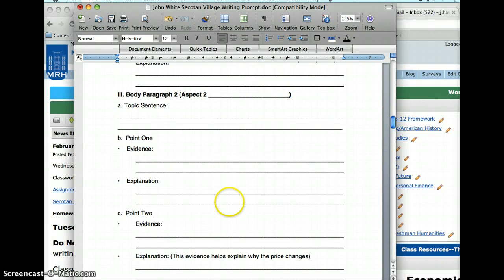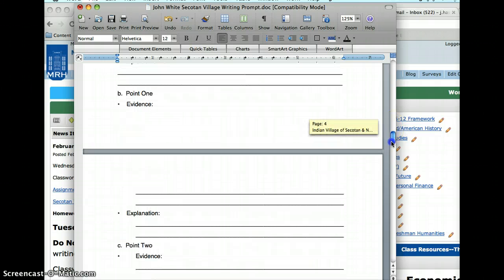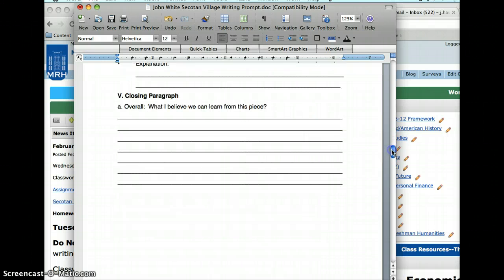Okay. And the next paragraph would be basic needs maybe. And the last one would be the social and cultural interaction, what we can tell. The last conclusion paragraph is you're wrapping it all up. What can we learn from this piece of art? Why is learning from a piece of art important?